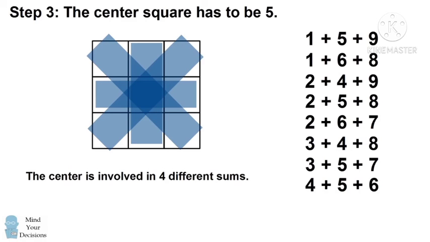So what possibly could the center square be? If we look at our sums, only the number 5 is involved in 4 different combinations. All of the other ones are involved in either 2 or 3 of the combinations. So that means the center square would have to be 5.